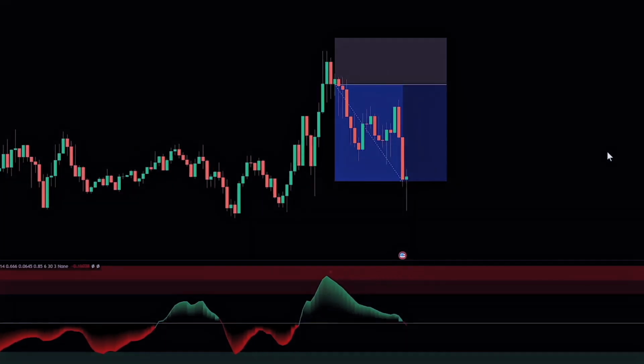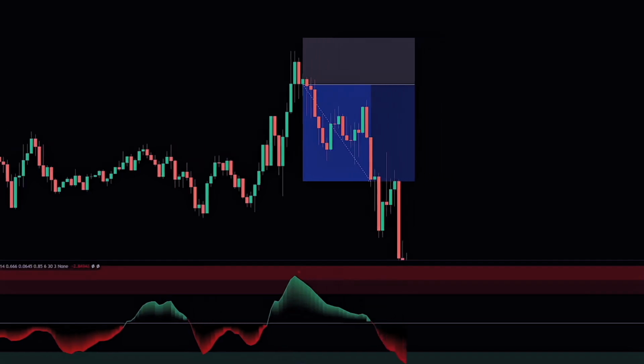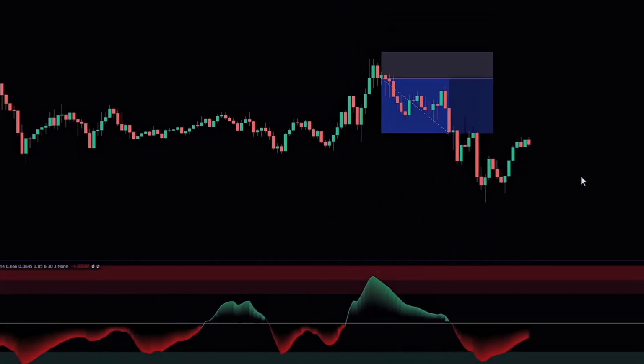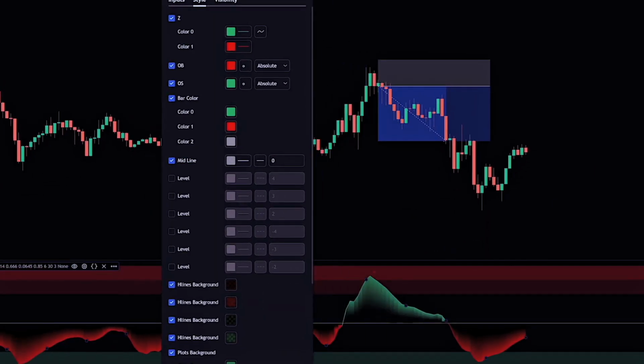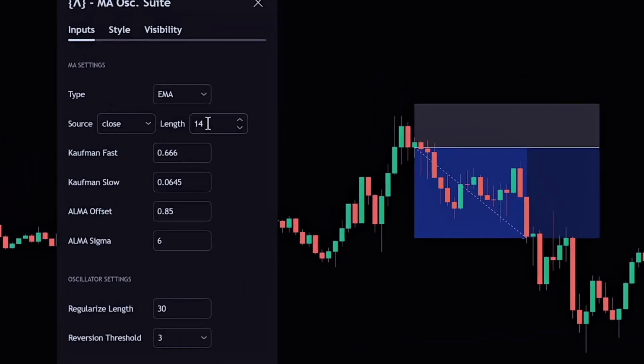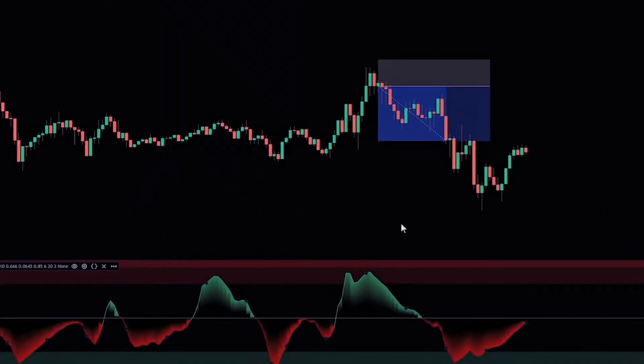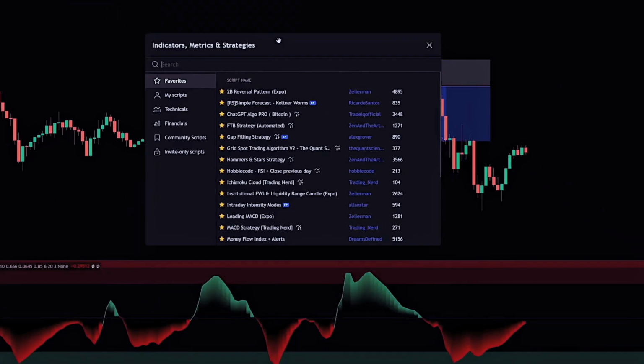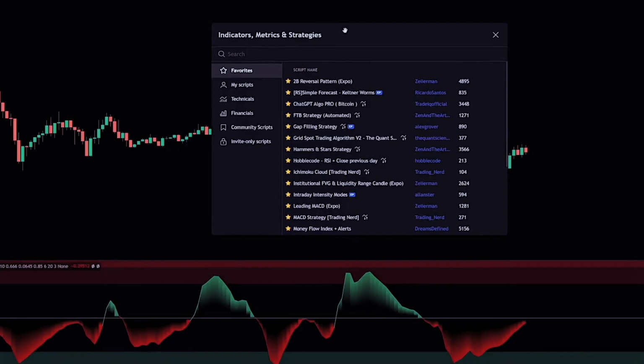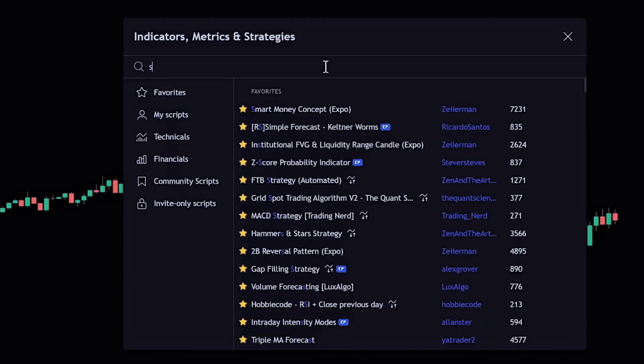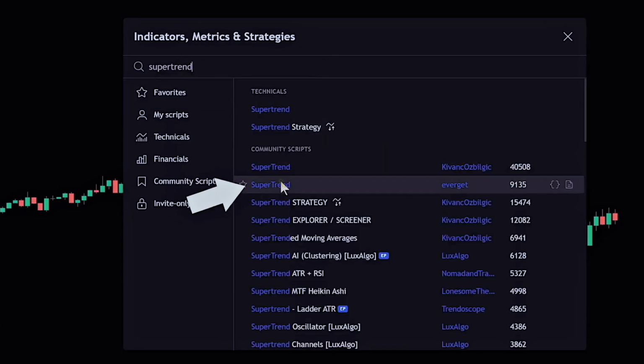Let's now adjust the settings of this indicator to make it fit the strategy we're highlighting. Open up the Inputs tab and change the length to 10 and the regularized length to 20. Hit OK. Next, open the Indicators tab and add one more tool. Search for Super Trend and pick the one by Everget. Big shout out to them, by the way.